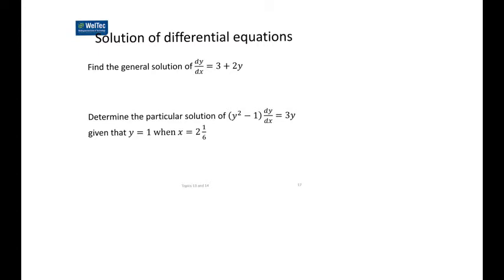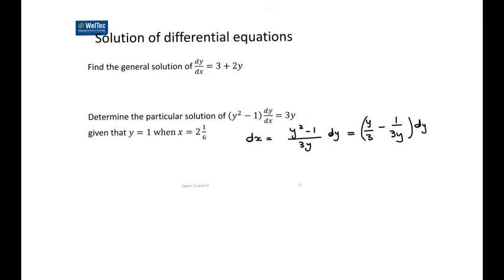We have y squared minus 1 times dy by dx equals 3y. So let's initially rearrange it to say that dx is equal to y squared minus 1 over 3y dy. So we've got the x's on one side and the y's on the other side. Now that's looking a little bit tricky, so maybe we can just do some basic simplification. So we've got y over 3 minus 1 over 3y, and all of that is by dy.